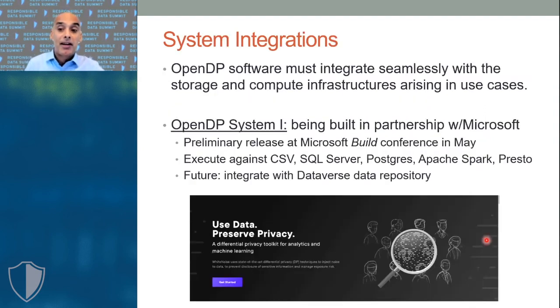A library of differentially private algorithms is not sufficient on its own, and thus our goal is for the OpenDP systems to provide end-to-end systems that integrate securely and efficiently with the storage and compute backends and provide user-facing front ends for using differential privacy in different use cases. The first example is the system that I mentioned we are building in partnership with Microsoft, which had a preliminary release at Microsoft's Build conference in May. This system allows for computing differentially private data releases from data sources that include SQL, Postgres, Spark, and Presto. We plan for a future version of the system to integrate with the Dataverse data repositories that I mentioned earlier.